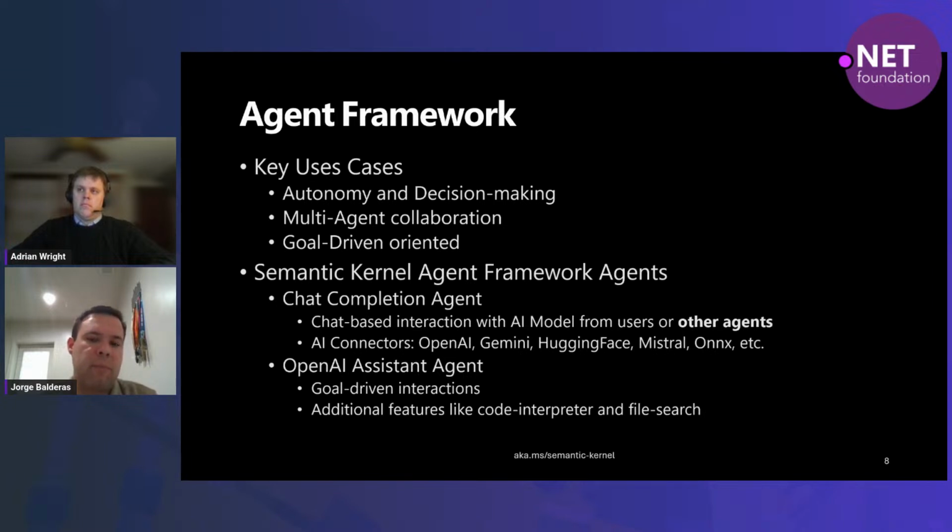The two agents that are built into Semantic Kernel are the chat completion agent, which is very similar to the chat-based interaction that we'll show you, but you can give it a very discrete goal and task that you want it to perform. It works with any of these AI connectors that I mentioned, the different ones available for you. And then there's the OpenAI Assistant Agent. That's, again, very similar, but it adds two additional capabilities, code interpreter and file search.